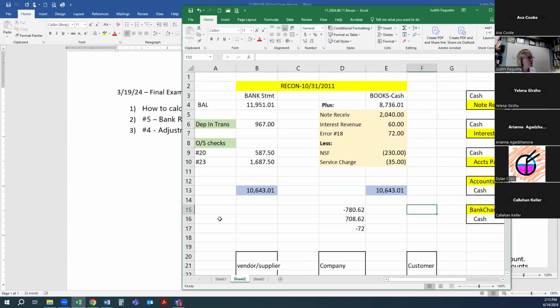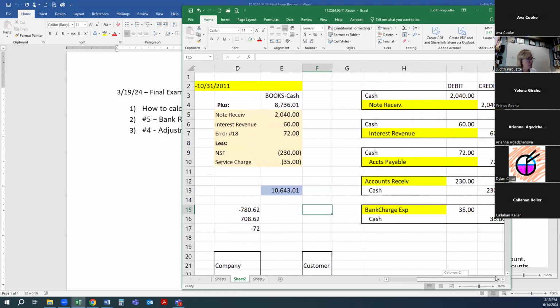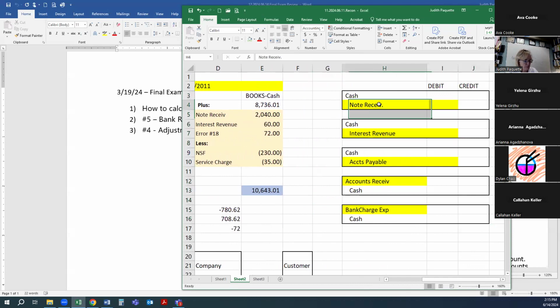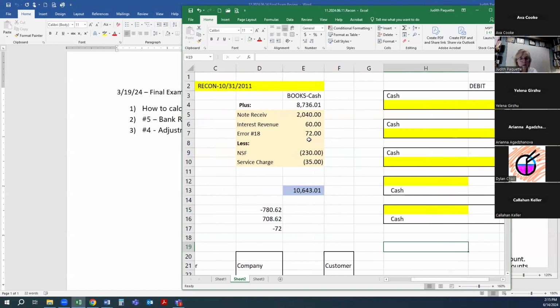All right. So now, like I said, everything on this side has to be adjusted to the cash account. So I'm going to take these out. Anytime you see plus, that's going to be a debit to cash, a debit to cash, then a debit to cash. Anytime you see a minus, that's going to be a credit, and credit.